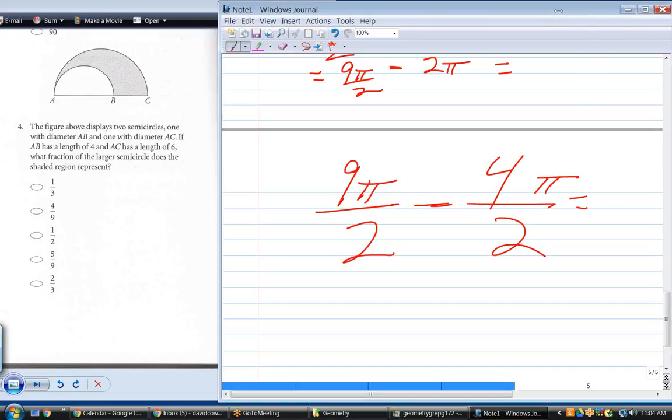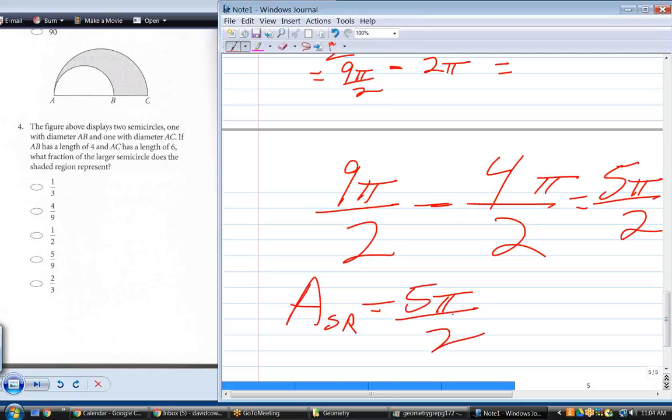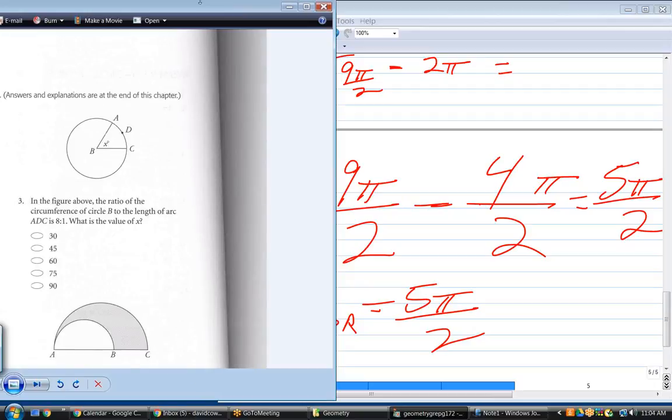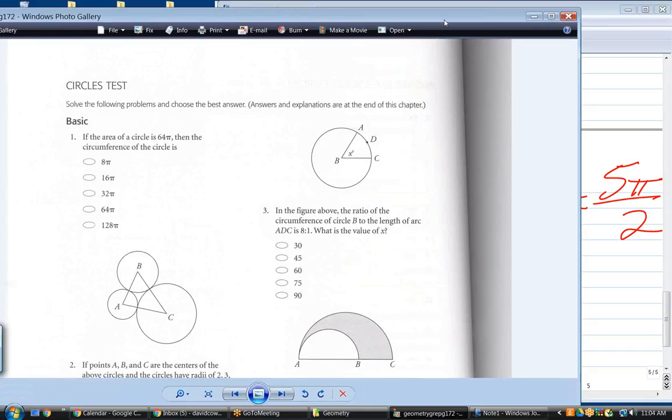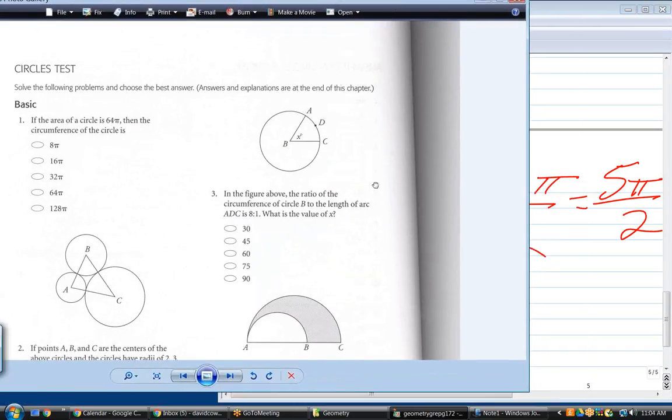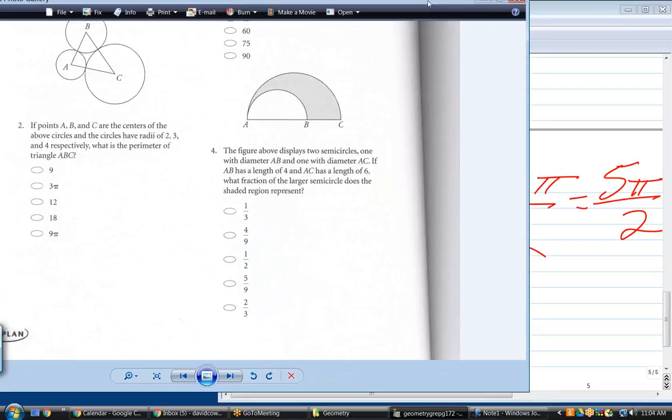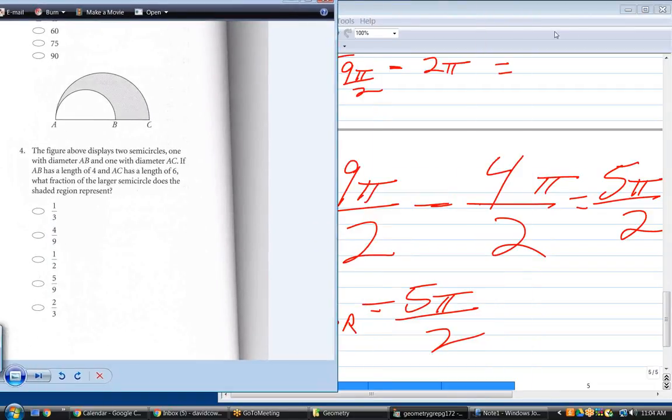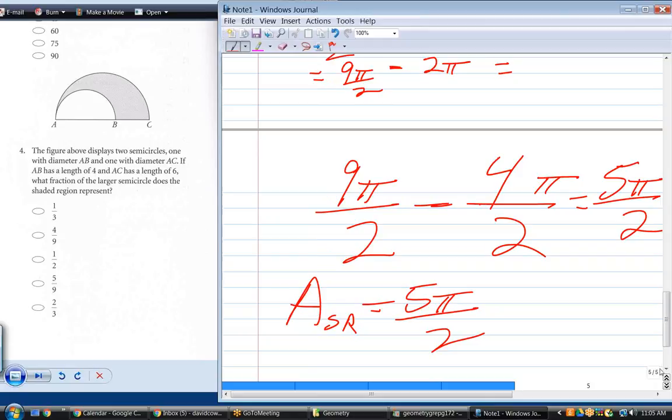Correct. Cool. So the area of the shaded region is 5 pi over 2. But this question, geez, is this intermediate or basic? How did we get such hard questions? No, this is basic circles. It's just that they've added multiple layers of questions.